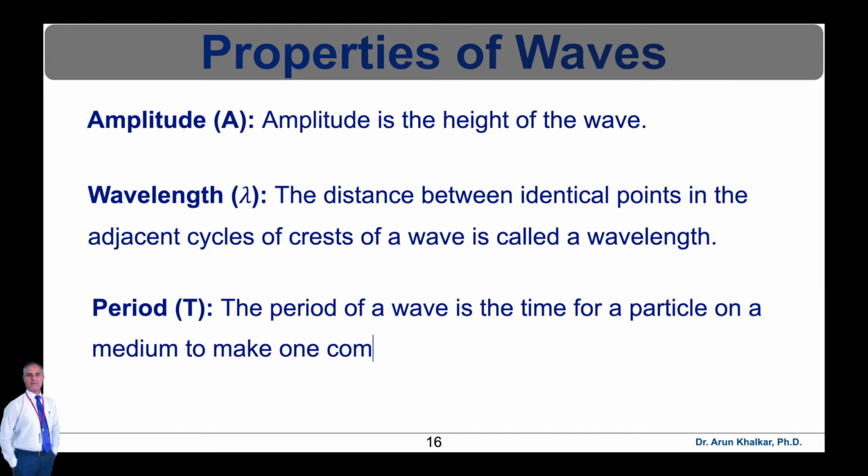Number 3, period. The period of a wave is the time for a particle on a medium to make one complete vibrational cycle. As the period is time, it is measured in units of time such as seconds or minutes.